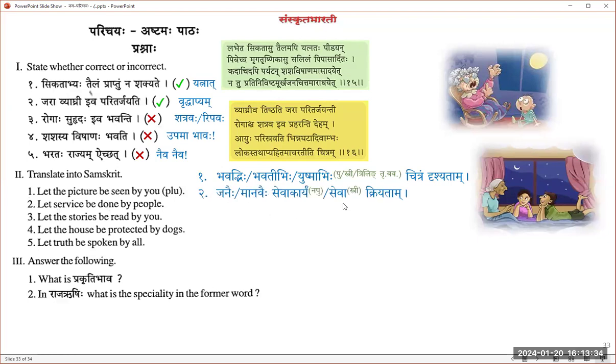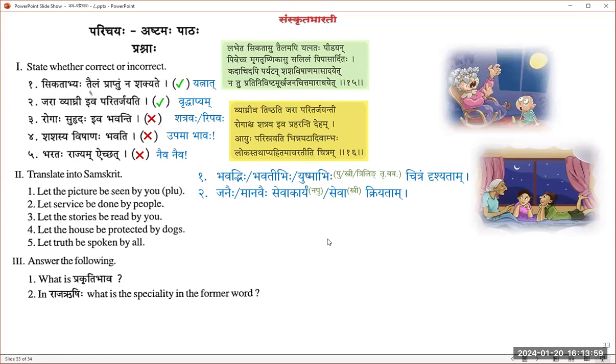See, janaihi karyani or seva karyam ekavachana. Bahuvachana also you can say service. Seva also you can say kriyatam. So like that. And then let the stories be read by you. So kataha. By tvaya. By you, singular only. They didn't do plural. So tvaya kataha patyatam. Like that. Okay.